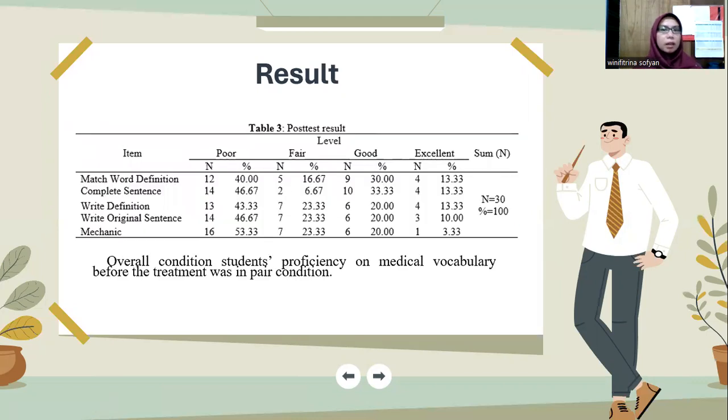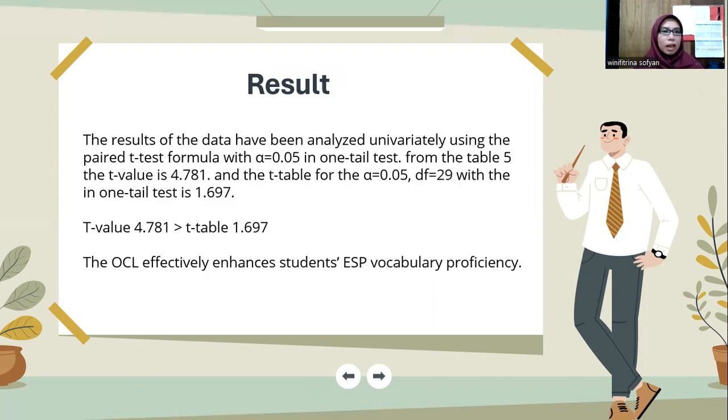And then the result of the post-test: we see the overall students' proficiency on medical vocabulary after the treatment was in fair condition. And the result, we can see that the t-value is higher than the t-table, so it can be concluded that the OCL effectively enhanced students' ESP vocabulary proficiency.